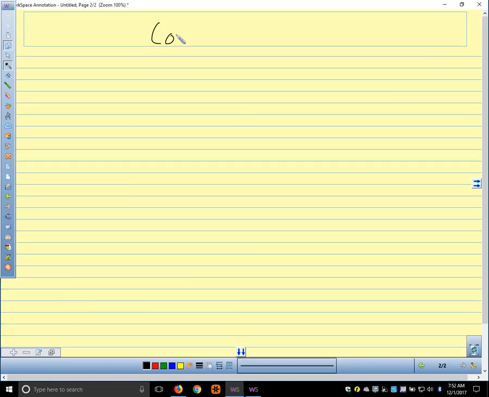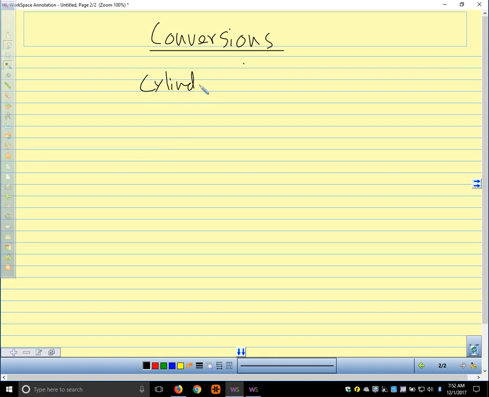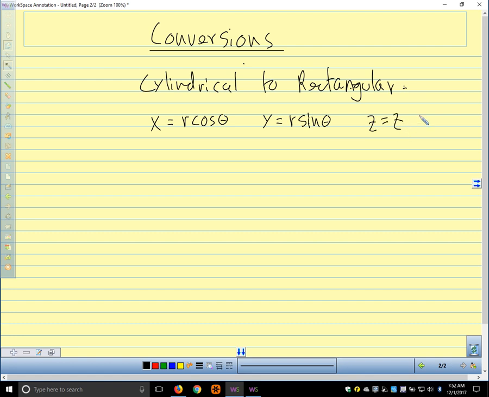So our conversions are exactly the same as we talked about with polar coordinates. We just add that z component. So cylindrical to rectangular: x is r cosine theta, just like before. y equals r sine theta, our hopefully familiar conversions, and z equals z. That's an easy conversion. We'll talk about that one again in a second. And rectangular to cylindrical.